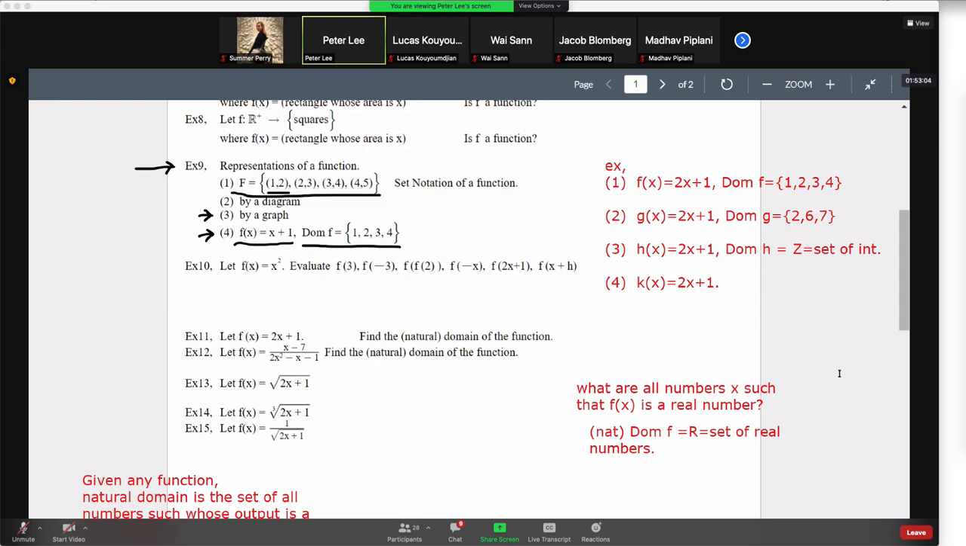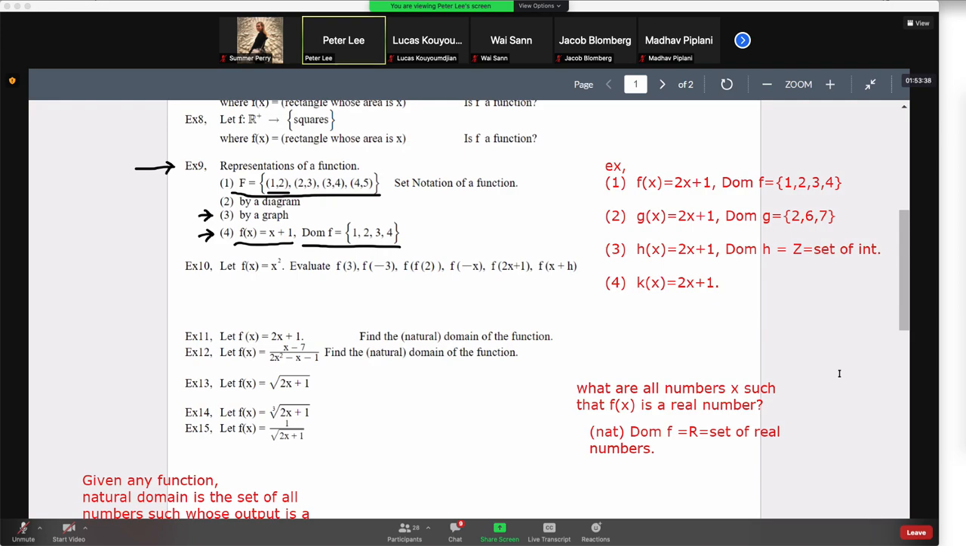Now, when you look at these 4 functions here, their rules are exactly the same: f of x equals 2x plus 1. But in the first case, first function f of x equals 2x plus 1, we have set the domain. The domain is set to be 1, 2, 3, 4. That means we are only going to consider for the value of x 1 and 2 and 3, 4. In other words, x is only allowed to be 1 or 2 or 3 or 4.